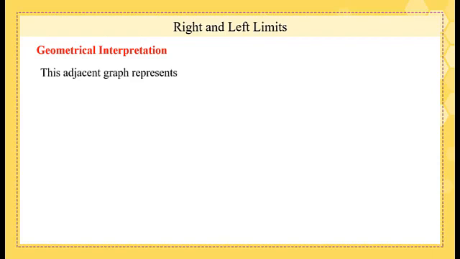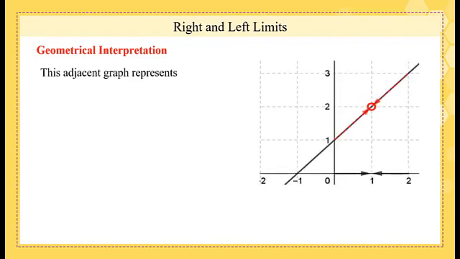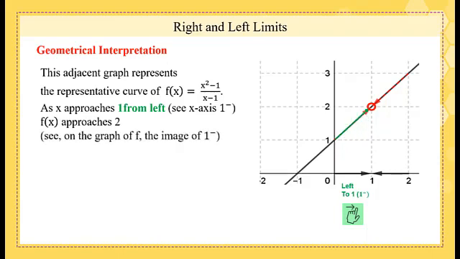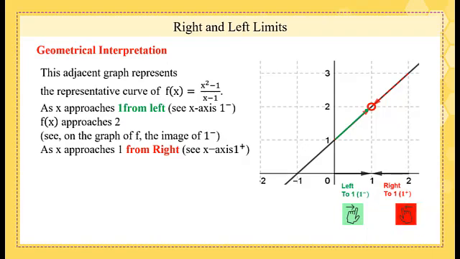General interpretation. Look at the adjacent figure. The representative curve of f of x, which is x squared minus 1 over x minus 1. As x approaches 1 from the left, you can see on the x-axis the 1 minus, f of x also approaches 2, and you can see it. As x approaches from the right, also look at the x-axis at 1 plus, how f of x approaches 2.